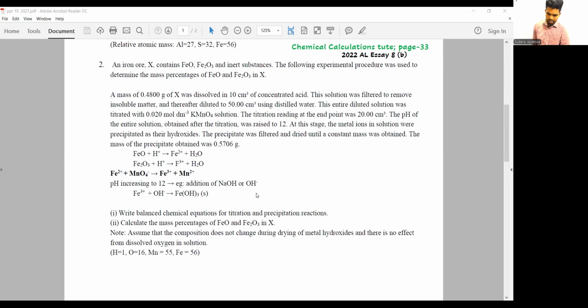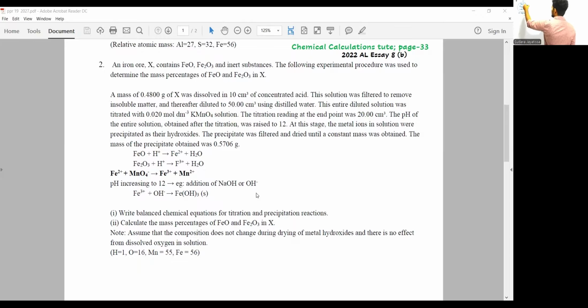An iron ore, X, contains FeO, Fe2O3, and an inert substance. The following experimental procedure was used to determine the mass percentage of FeO and Fe2O3. First, we are taking 0.48 grams of X, and it was dissolved in 10 cubic centimeters of concentrated acid. This solution was filtered to remove insoluble matter, thereafter diluted to 50 using distilled water.